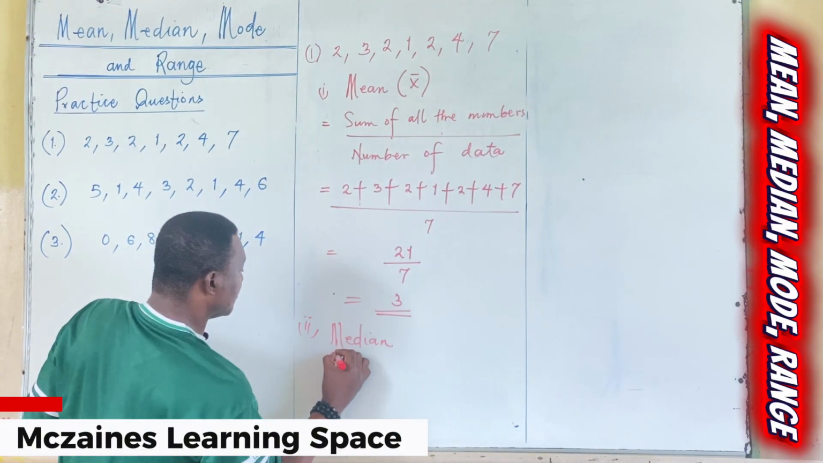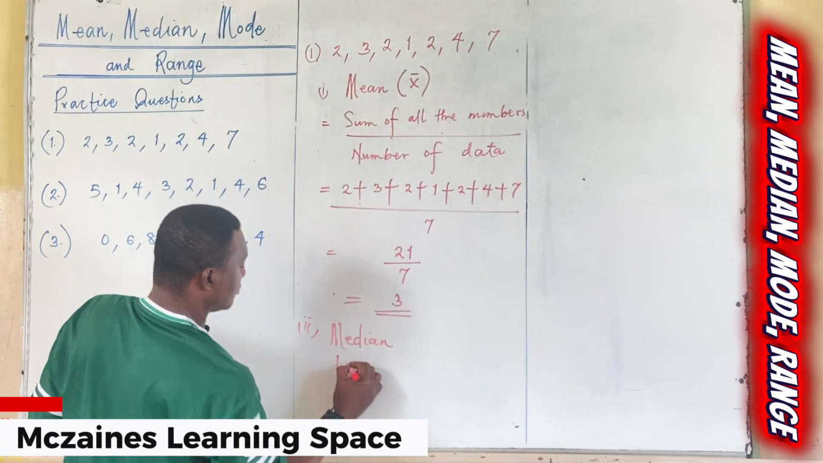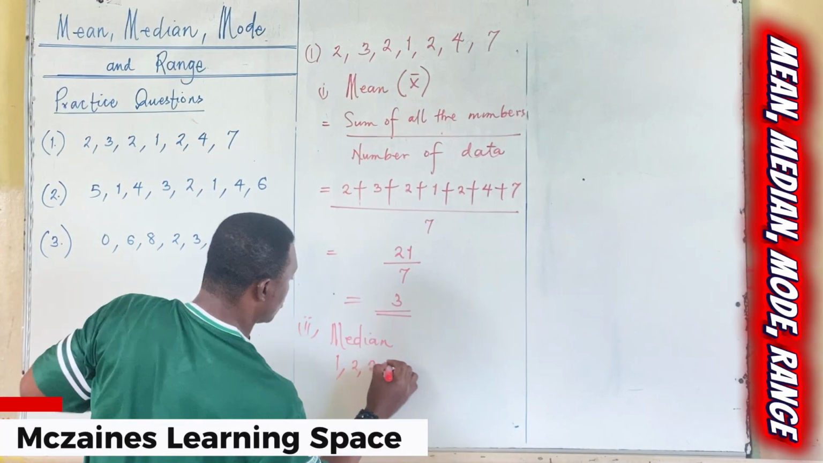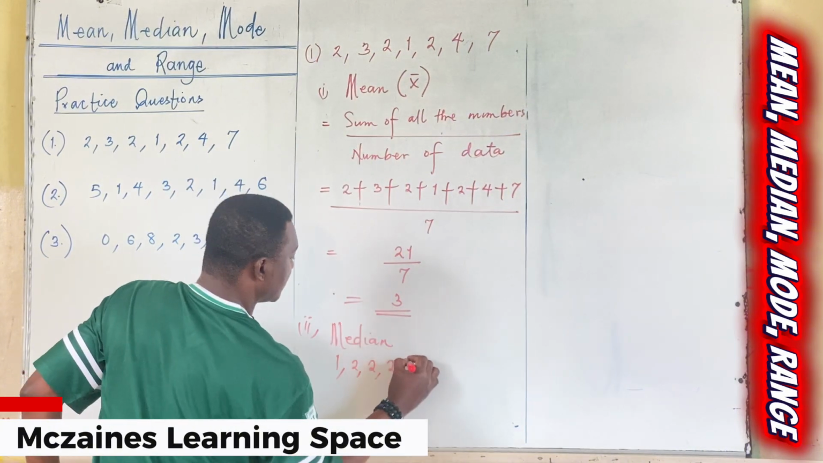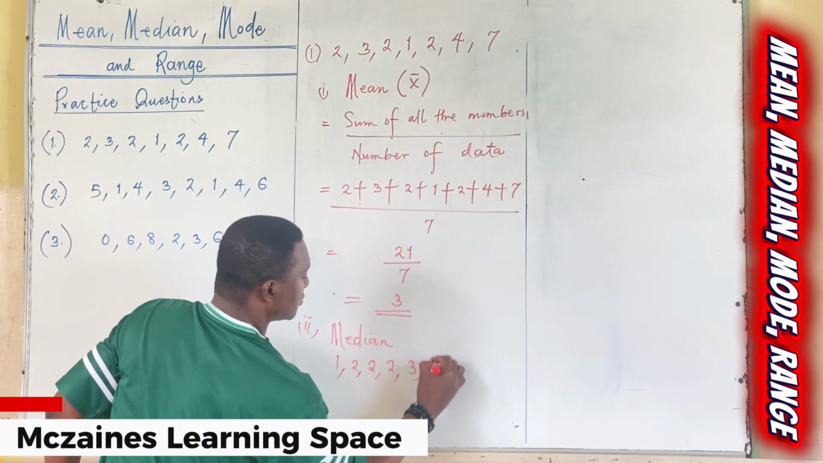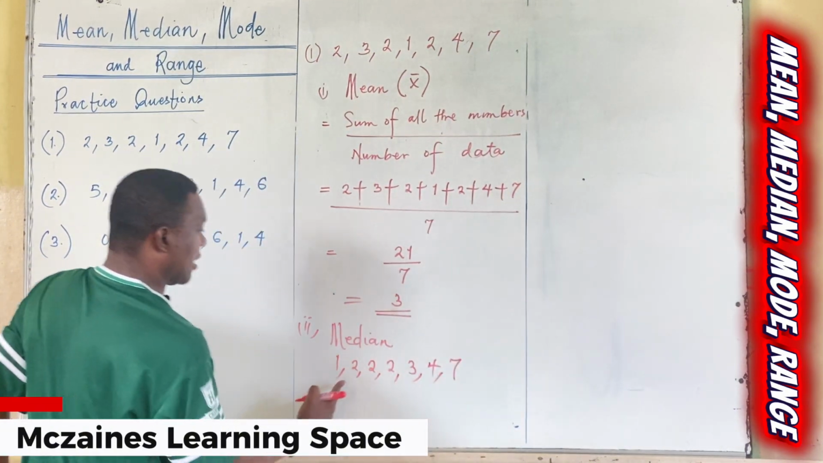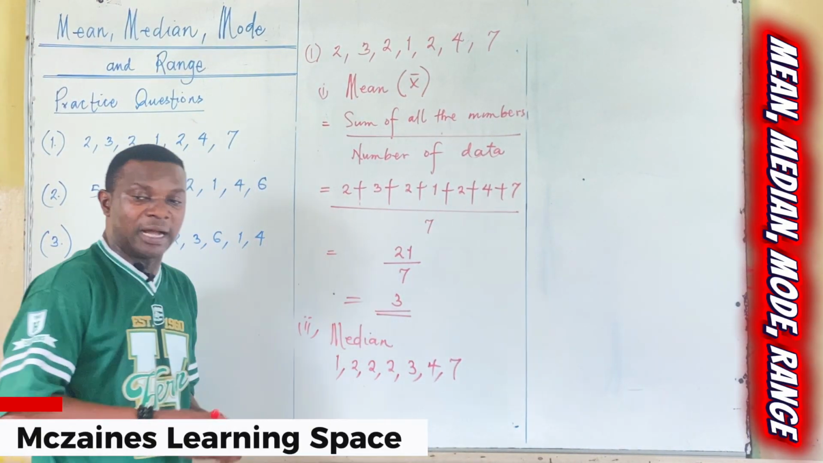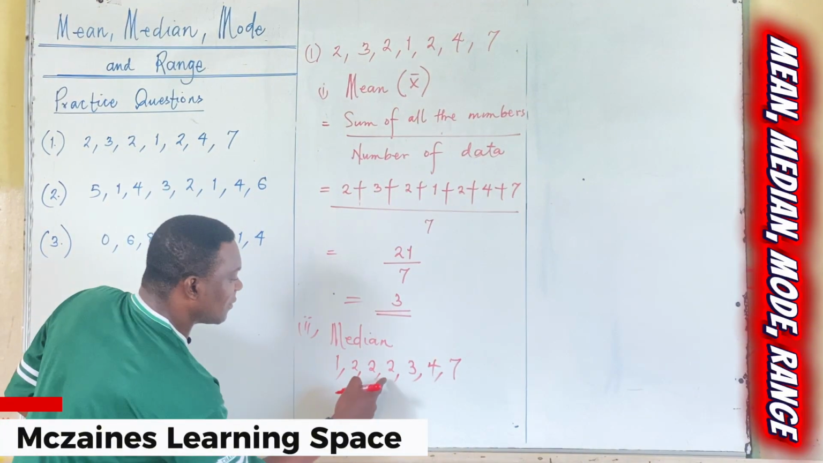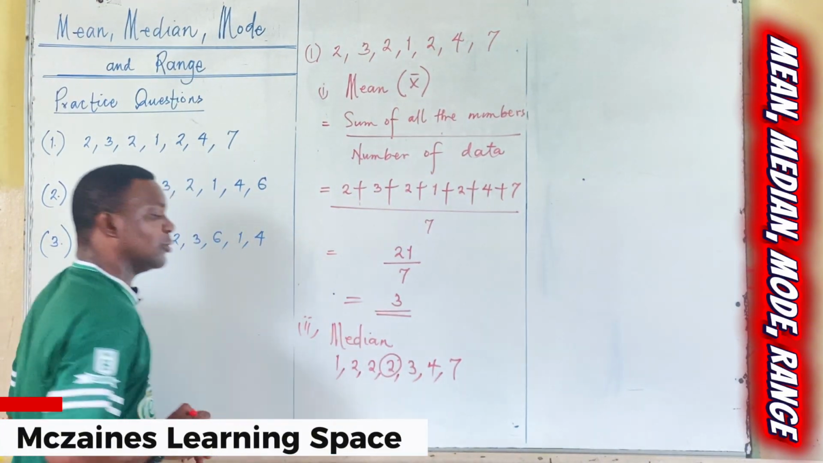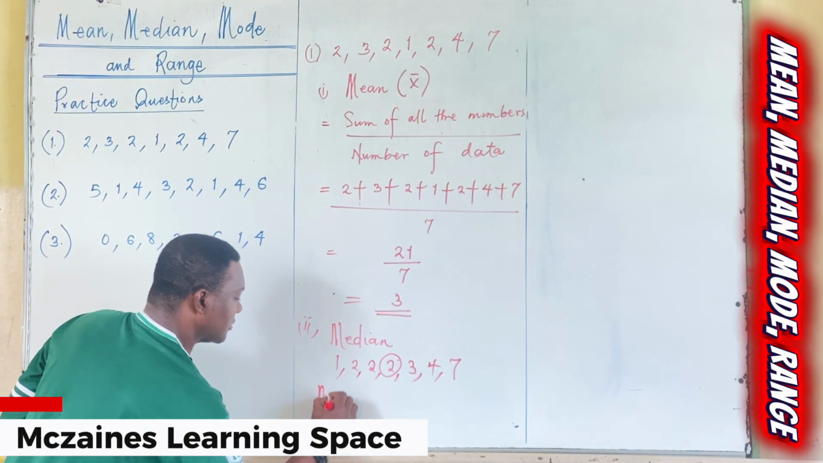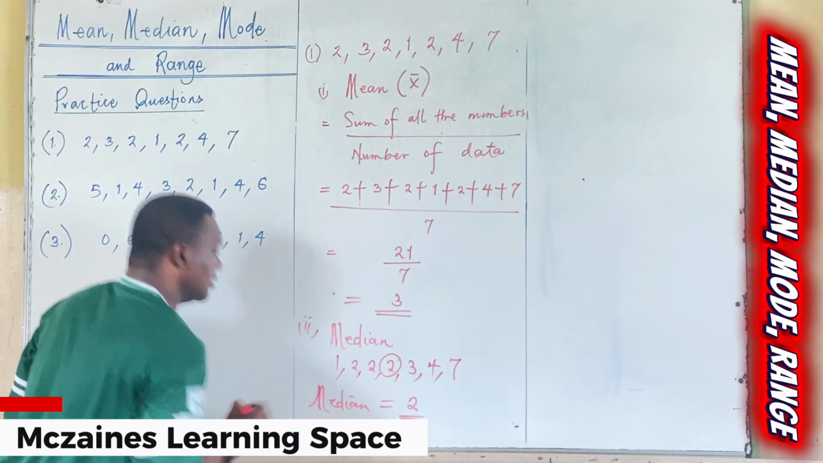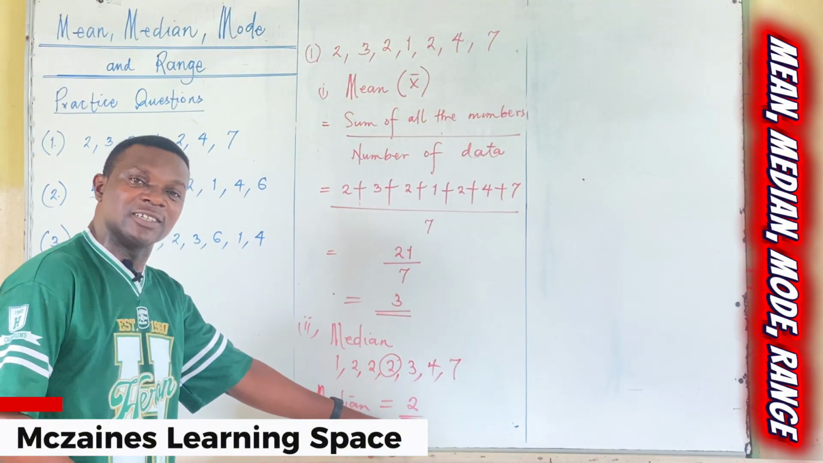Okay? So, let's arrange these numbers in ascending order from the smallest to the highest. So, I'll pick 1, then 2, 2 again, another 2, okay, 3, 4, 7. Let me count. So my numbers are complete. Which number appears in the middle? This particular number is the one that appears in the middle. So the median is equal to 2.